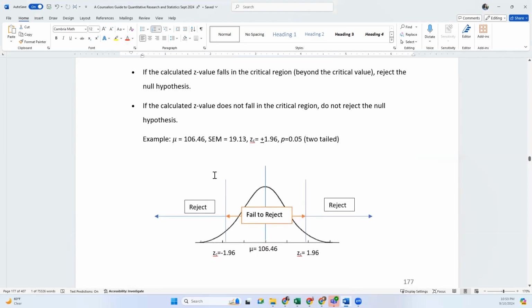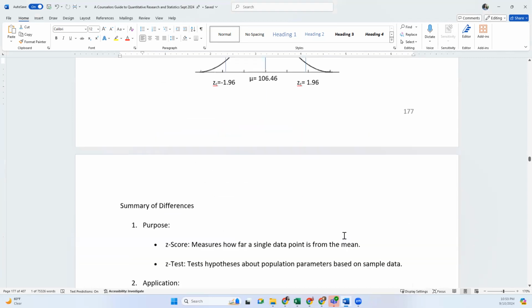So here's an example. We have a population mean of 106.46 with a standard error measure of 19.13, which gives us our map here. And we're doing a critical value of plus or minus 1.96 because we have a p-value of 0.05. And I know that when I have a two-tailed test with the p-value of 0.05, that my critical value is plus or minus 1.96. So that creates the zone here. So if I take a score from this population as a sample, and that sample falls somewhere in here, I'm going to fail to reject. If I take a sample and it's outside those goalposts, I'm going to reject.